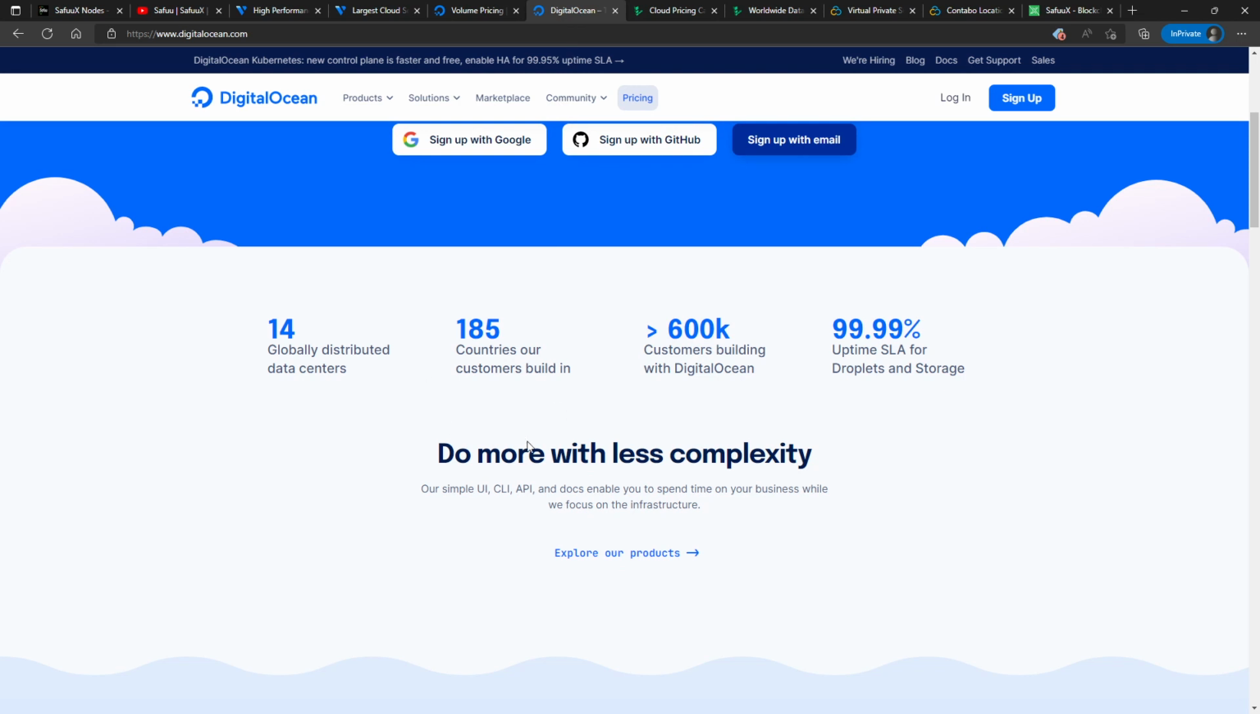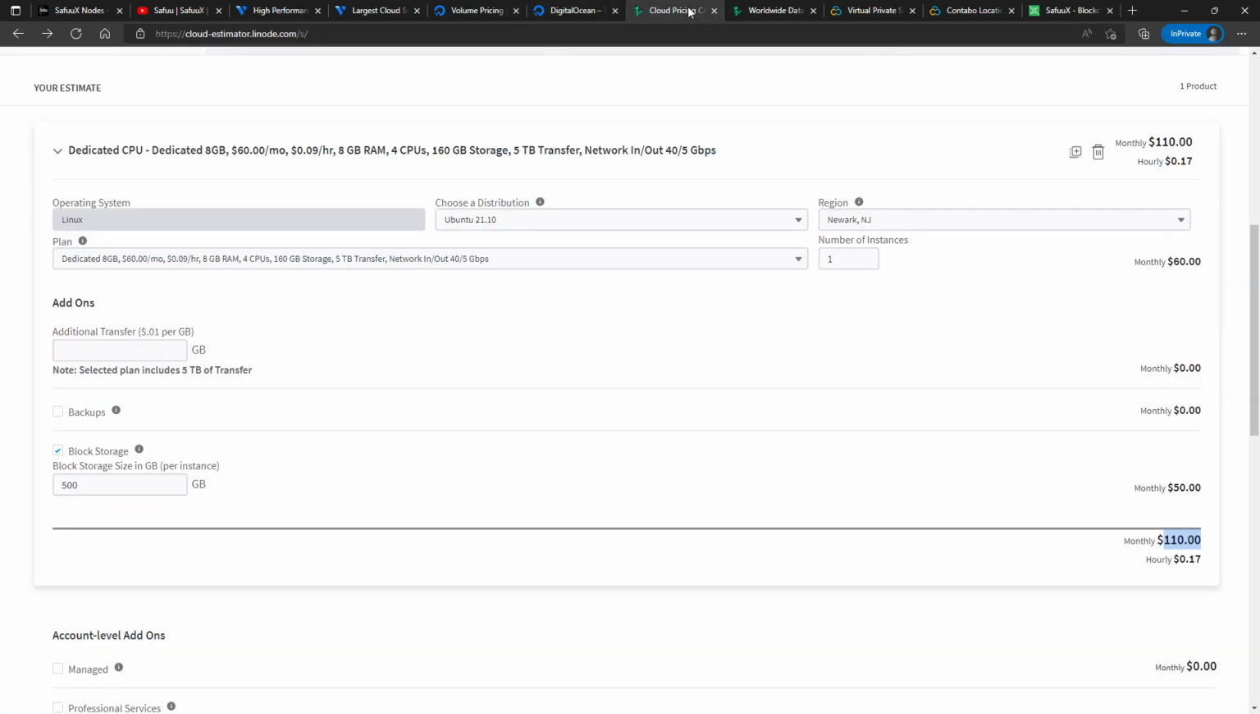The only thing I could find with DigitalOcean on their data centers across the globe is they have 14 data centers across the globe.